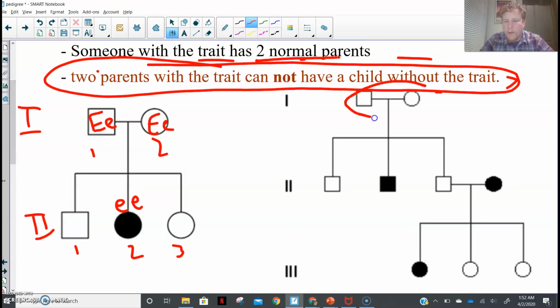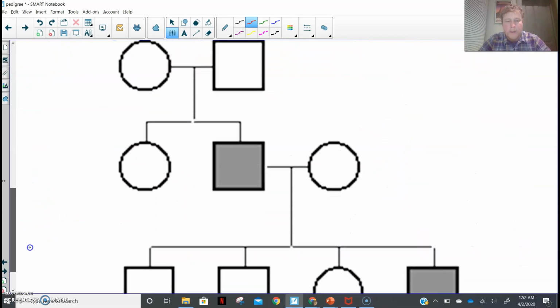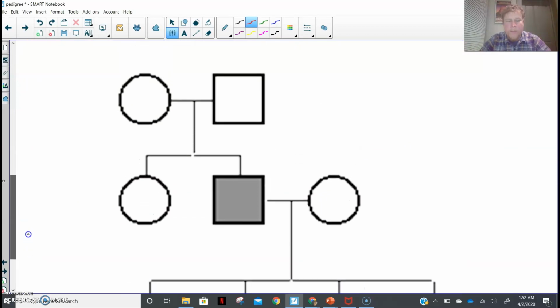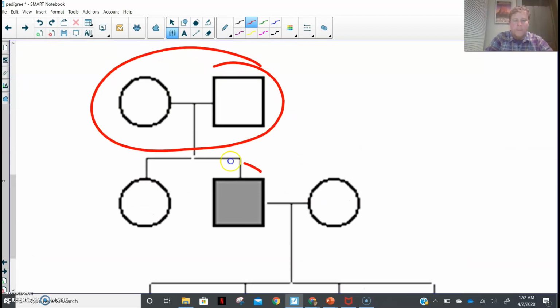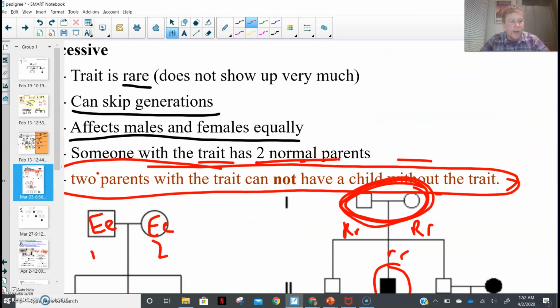Look, we have the same pattern here, right? We have two parents without the trait. They have a child with the trait. So that would mean they have to be big R, little r, times big R, little r, and that would give us a kid with two little r's. And we can see the same pattern down here. Two parents here don't have it. One kid has it. Boom. We know it's recessive. Let's move on to dominant traits.